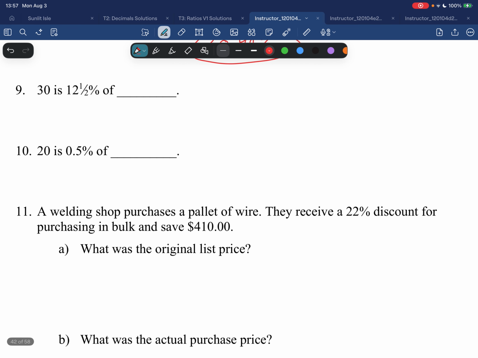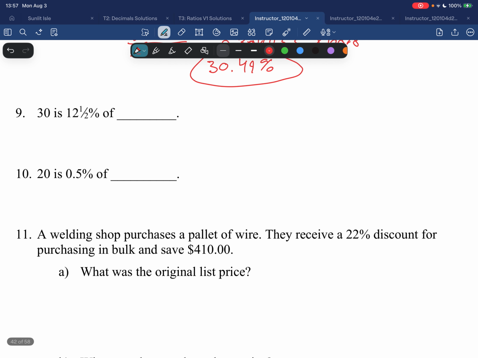Number 9, 30 is 12.5% of blank. So we got to figure out what that blank is. What I know is that if I want to find 12.5% of 30, I would multiply 30 by a decimal once I convert it from a percent to a decimal. So this time I'm going to do the opposite. I'm going to divide. So first I'm going to take 12.5% and convert this percentage to a decimal, so I get 0.125.